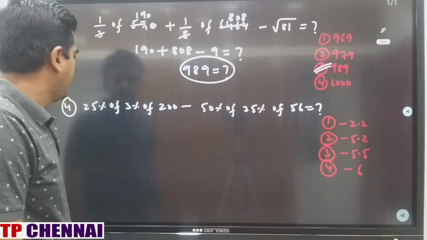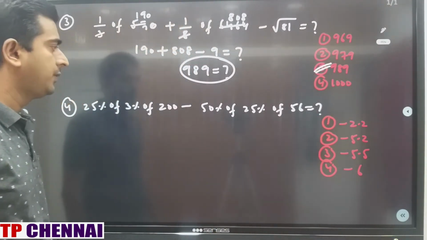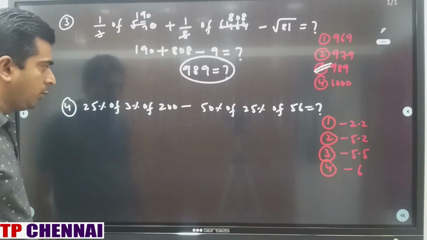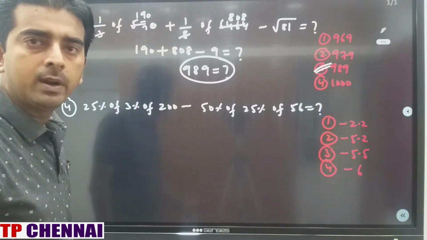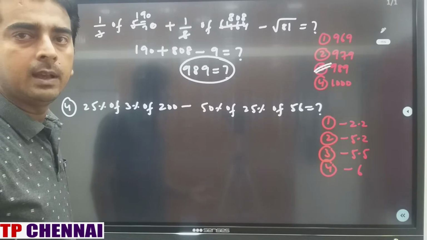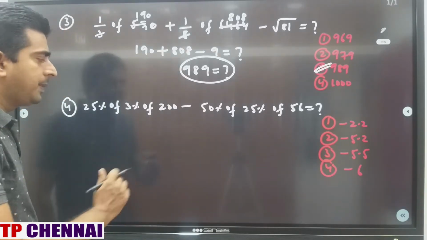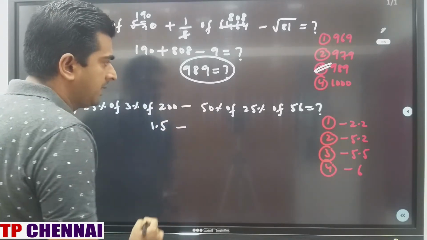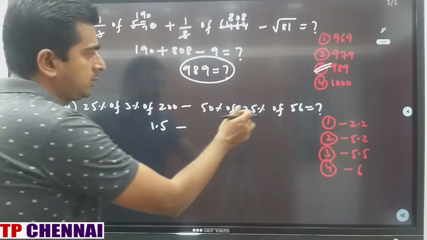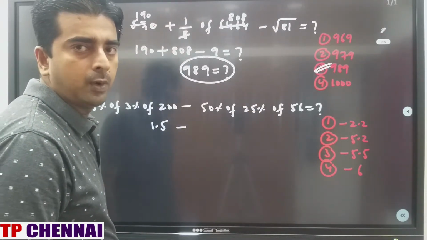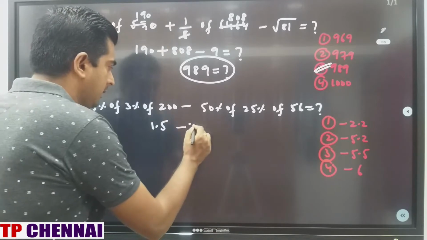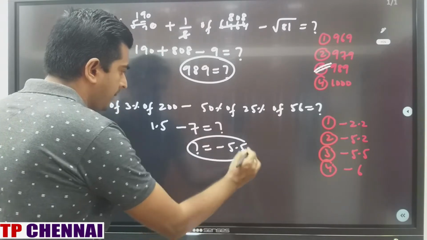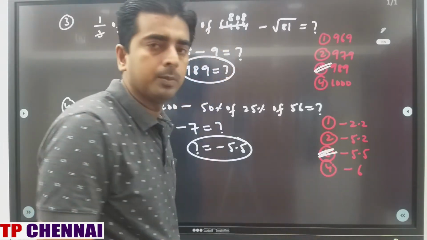Next one, 25% of 3% of 200 minus 50% of 25% of 56 is equal to question mark. 25% of 200 is how much? 50% of 200 is how much? 100. 25% is how much? Half of 100, which is 50. 3% of 50 is how much? 1.5 or 50% of 3 minus 50% of 25% of 56. What is 25% of 56? 1 by 4 of 56 is 14. And what is 50% of 14? 7. So question mark is equal to minus 5.5. My answer is third option.